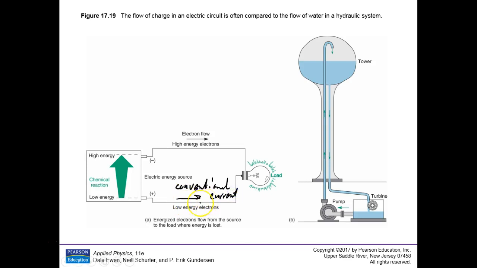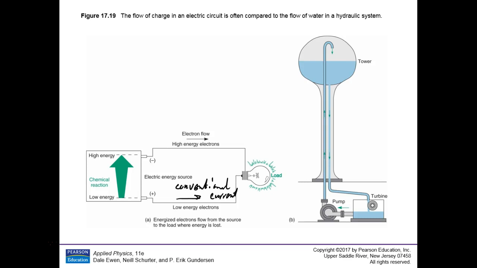And that would be in this direction, where a positive charge would move if it were moving. Typically, positive charges don't move much. Ions move in the battery, but not outside. It's usually electrons. So a lot of times they'll show conventional current going one way and the electron current going the other. This book only shows the electron flow, and that goes from high energy electrons, which are at the negative pole, and low energy electrons at the positive pole.